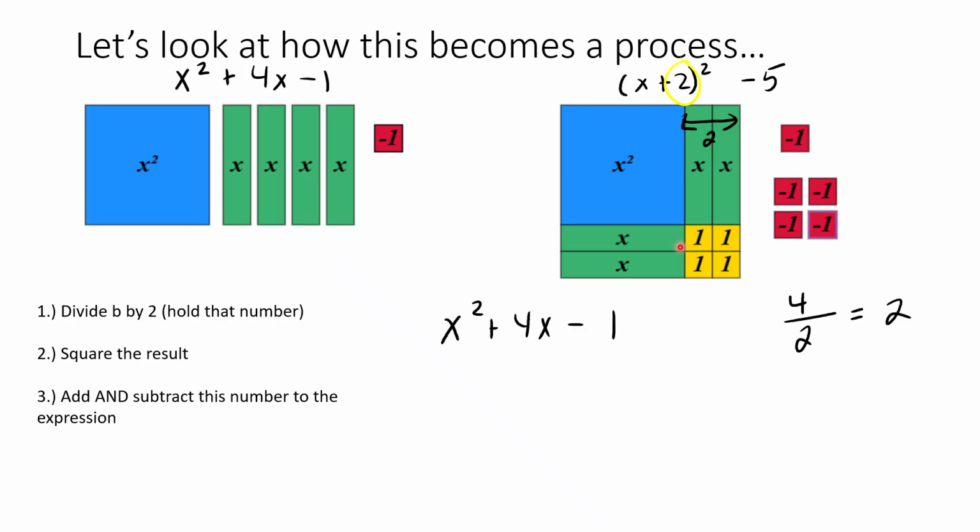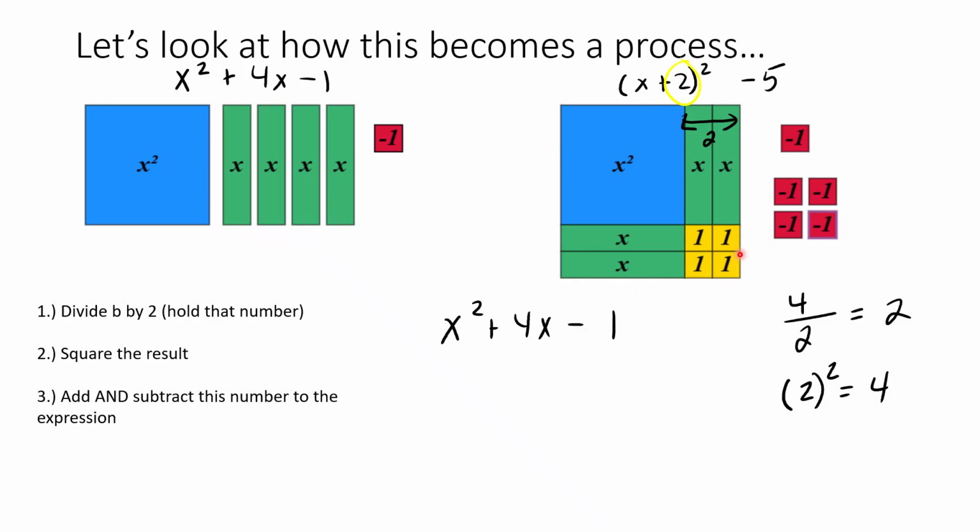Well, what's the width and the height? It's however many x's we have. So in this case, it's a 2. So what I do next, if you look at step 2, is I square the result. 2 squared is 4. And what that tells me is how many pieces I need to add in here to make my very visual square complete.